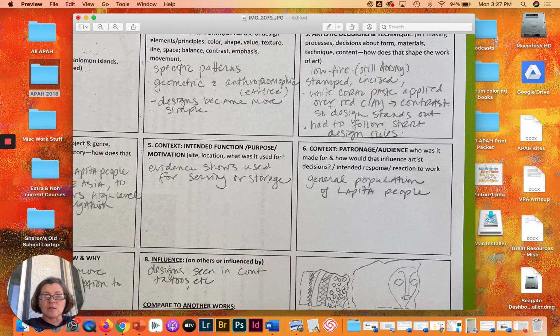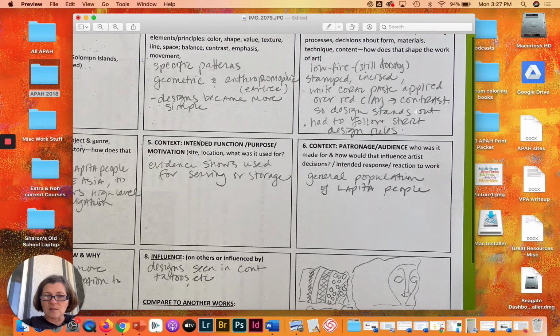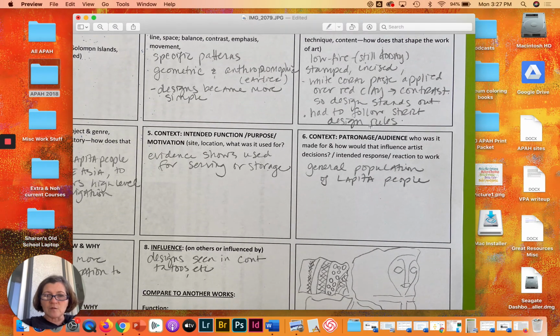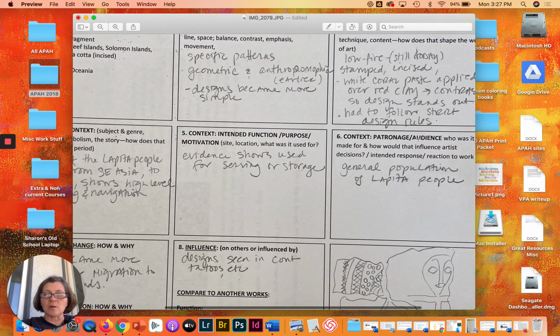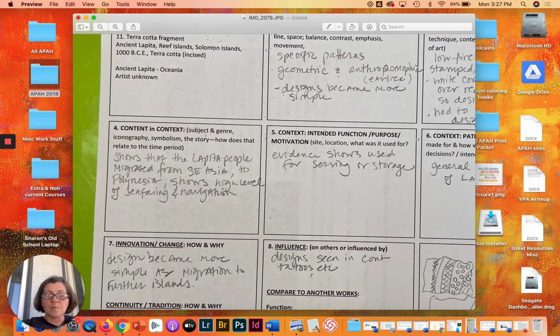Artistic decisions about material and processes. It was a low fire, it was stamped and sized. They would apply a white coral paste over the clay to make contrast to the design. And they had to follow strict design rules, which means the artist couldn't just do what they wanted to. And you'll see that that's a pretty common occurrence in these first few units especially.